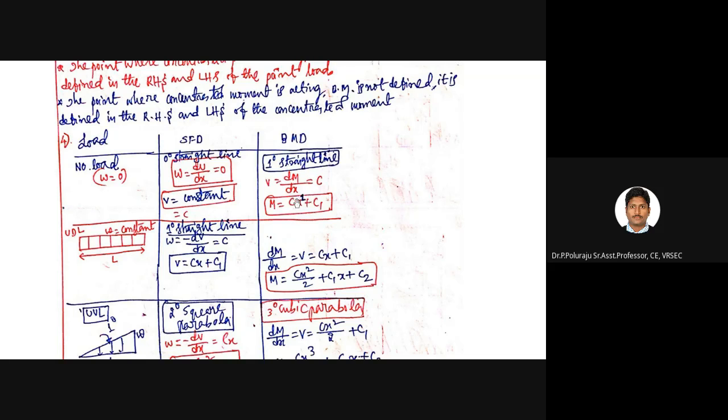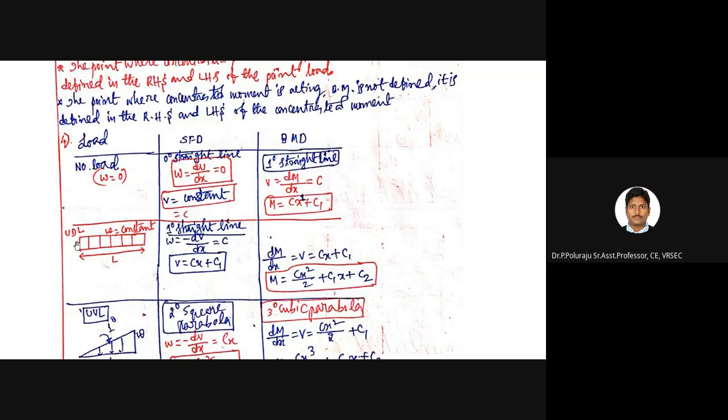What you will get here? One time dM by dx will become M when you are integrating with the dx. Then it will become cx plus again an integration constant c1 will come. Okay, cx plus c1 will come.